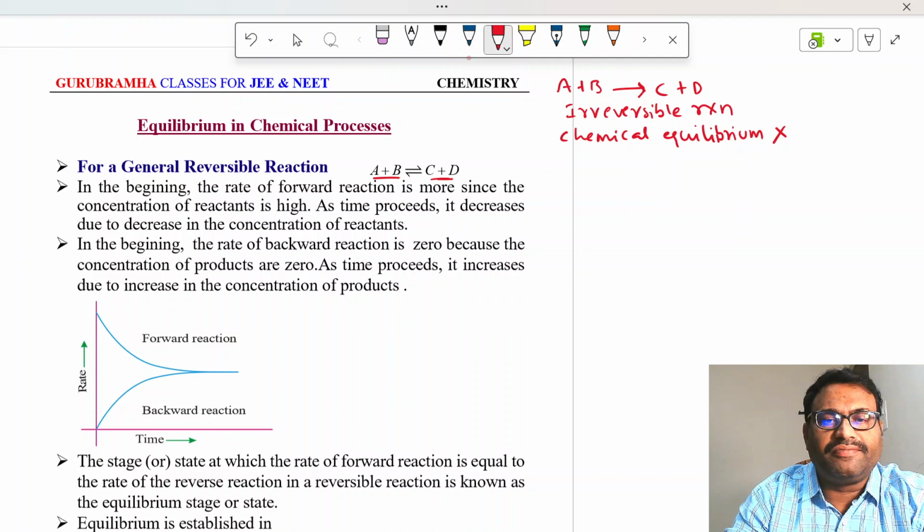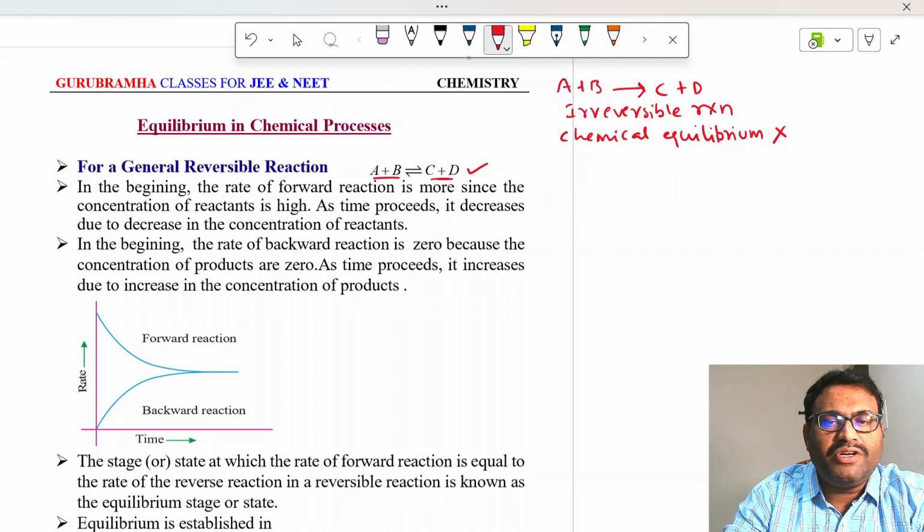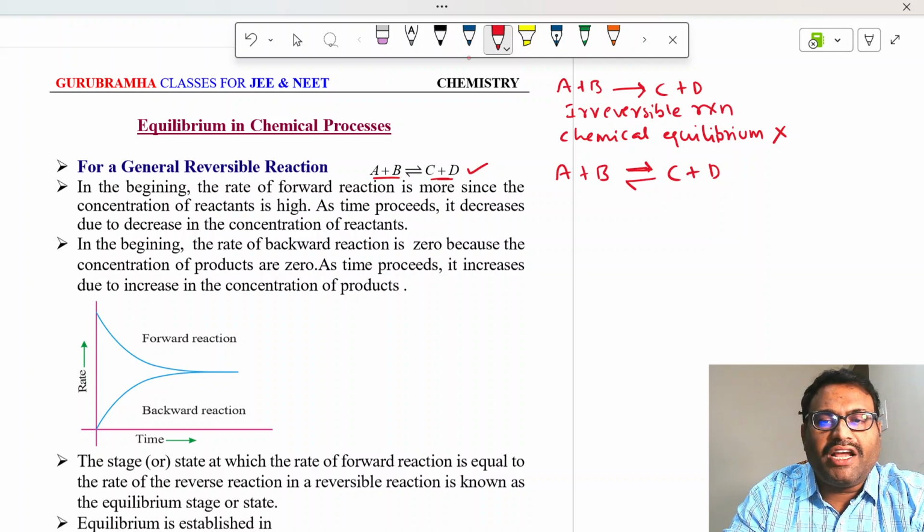It's not possible. So here, when you are seeing this reaction, you will find a double-headed arrow. It has both the forward direction, C plus D, and the backward direction. So this reaction proceeds in both the forward direction as well as the backward direction. It has a forward reaction and a backward reaction also. Such reactions are called, as we have studied, reversible reactions.